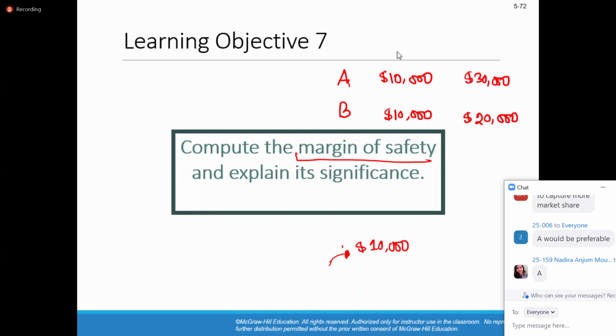A would be preferable. Okay. So other than the issue that A is achieving more profit, what might be other reasons encouraging you to pick A? We know that A is achieving more profit, but other than that, what might be other reasons that are exciting you to take A?